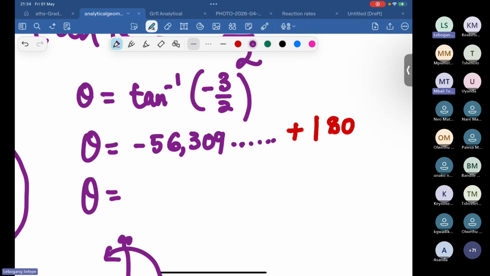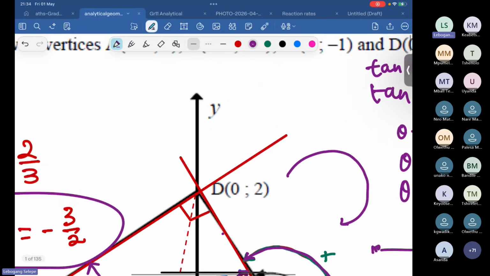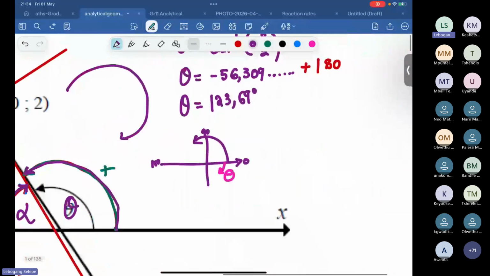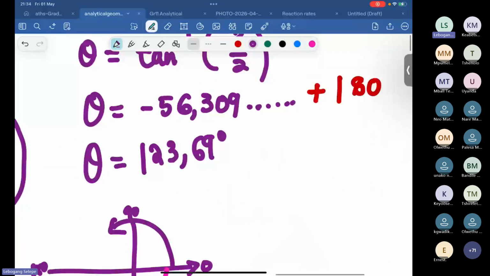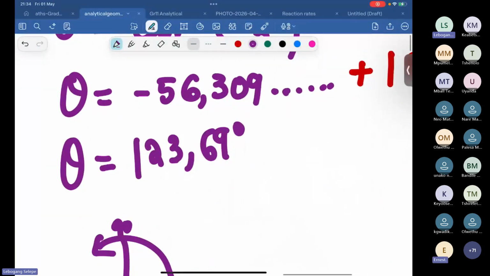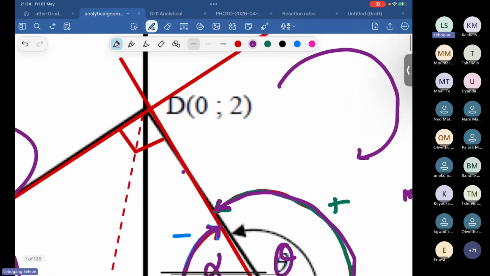Yes, ma'am. Thank you. No worries. What do we get when we add that? 123.6. Perfect. So now we can come back to our 123. Yes, it's right. All right, no worries. Thank you.